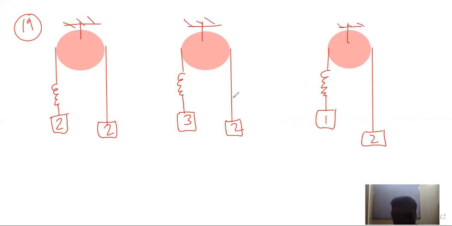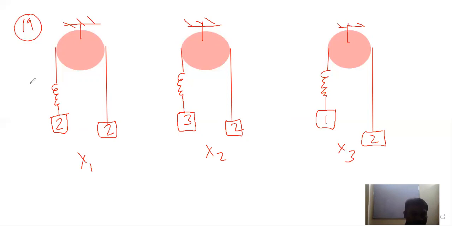So in this case, we have to find x1, x2, and x3. x1, x2, and x3 are the extensions in the springs. So we have to find the relation between the extensions. So let us first think about the forces. So here let us find the tension.